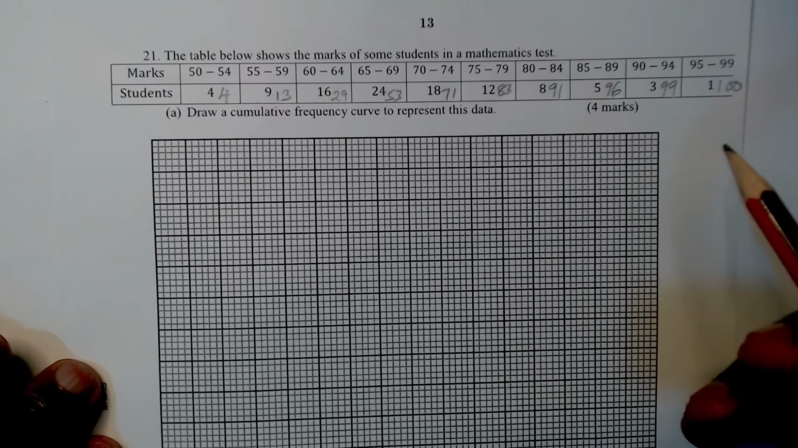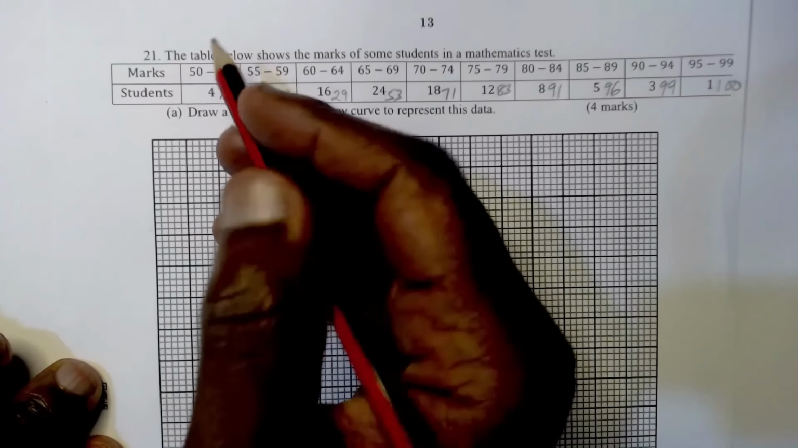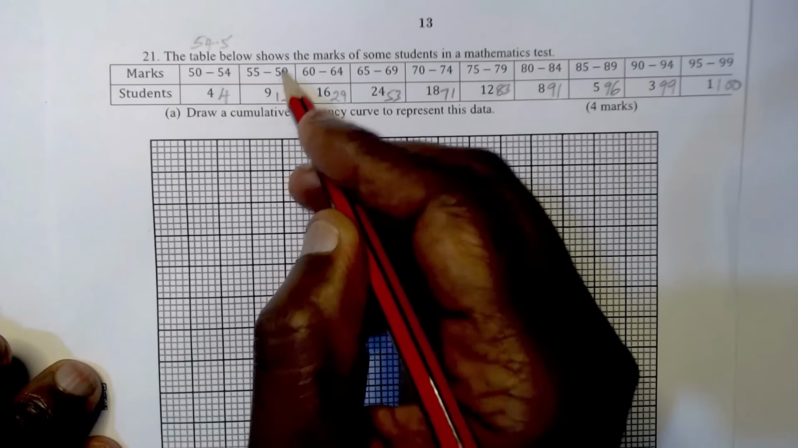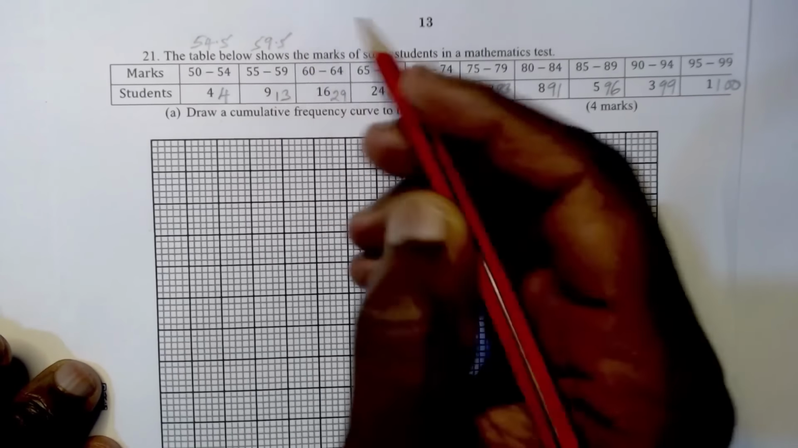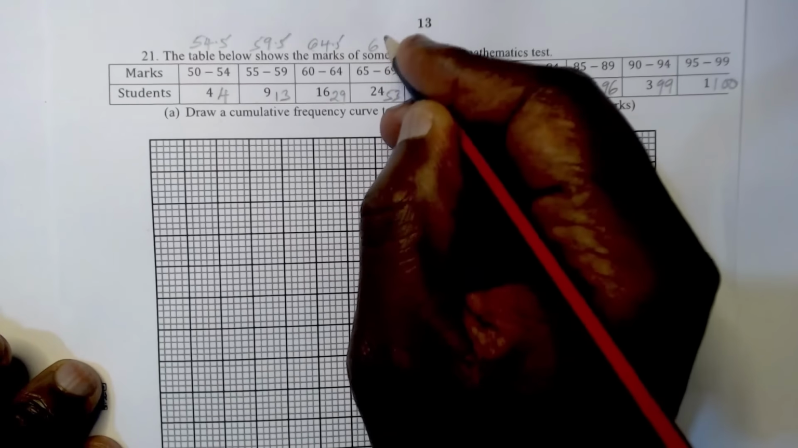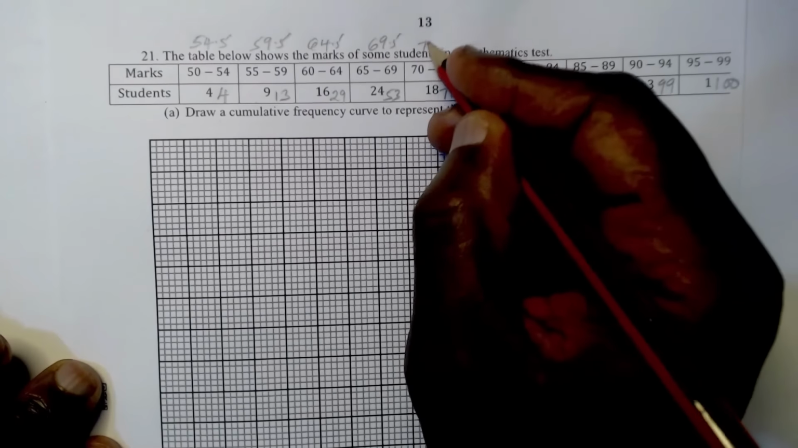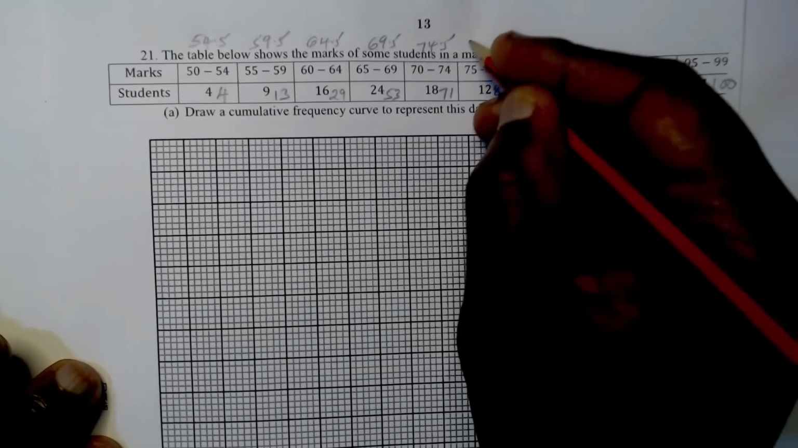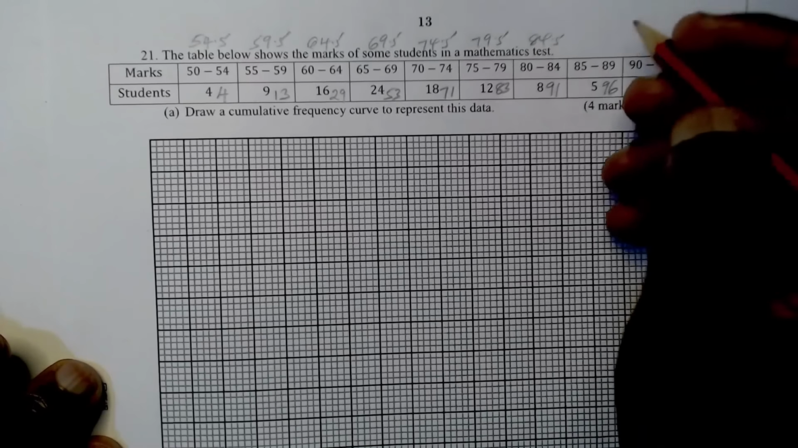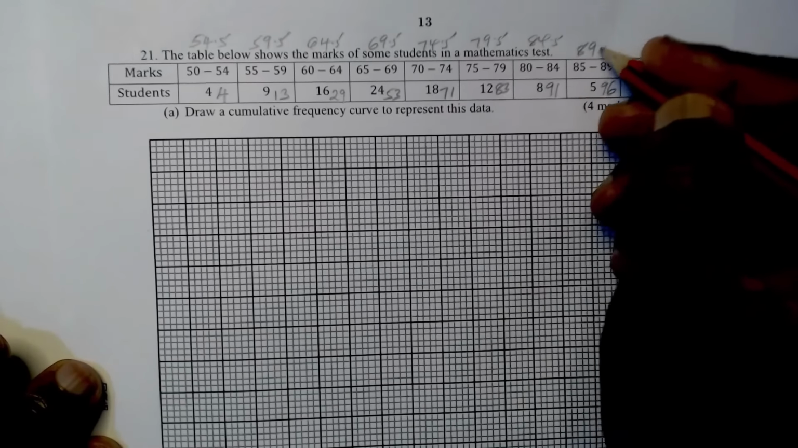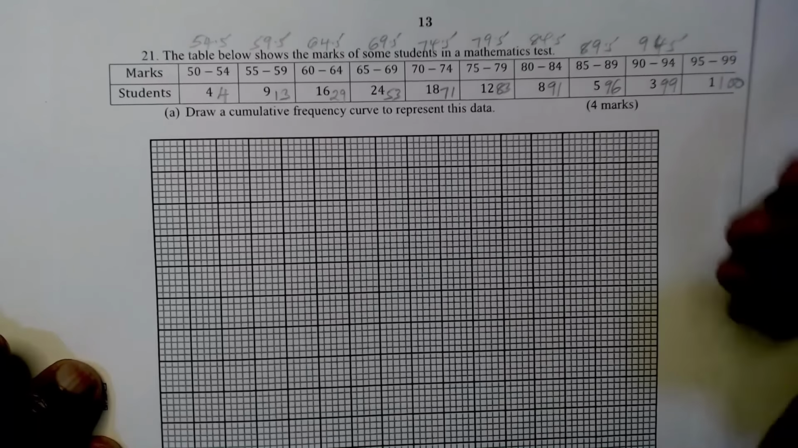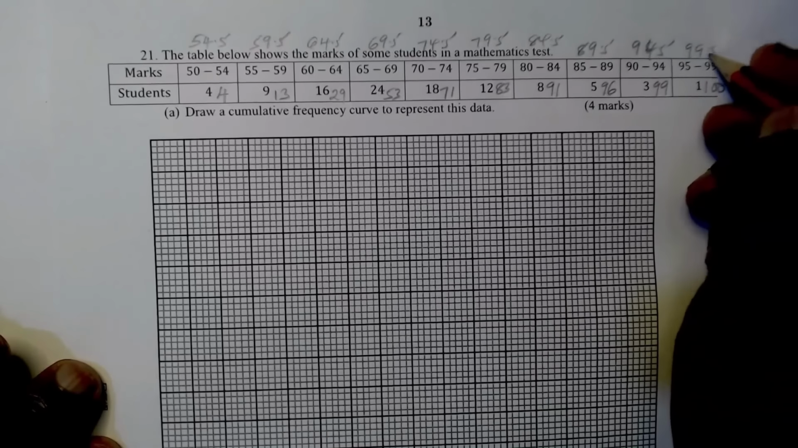Then for the marks, you're going to use the upper class boundary. So the first one will be 54.5. For this class, you have 59.5. For this class, 64.5. For this class, 69.5. For this one, 74.5. For this one, 79.5. For this one, 84.5. For this one, 89.5. For this one, 94.5. And for this one, 99.5.